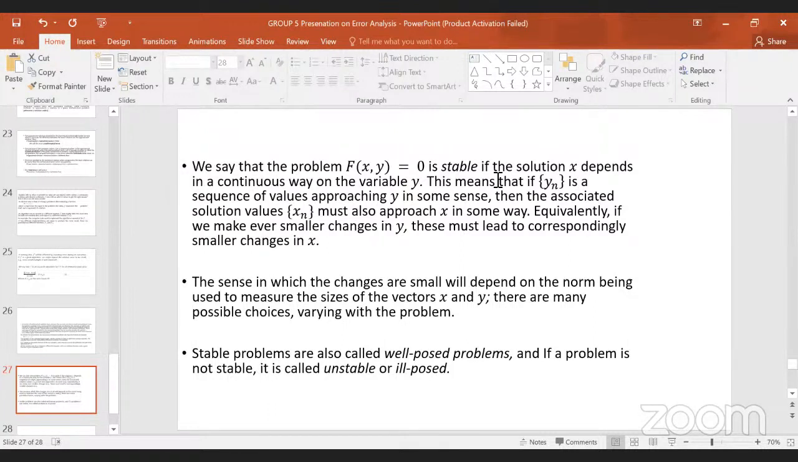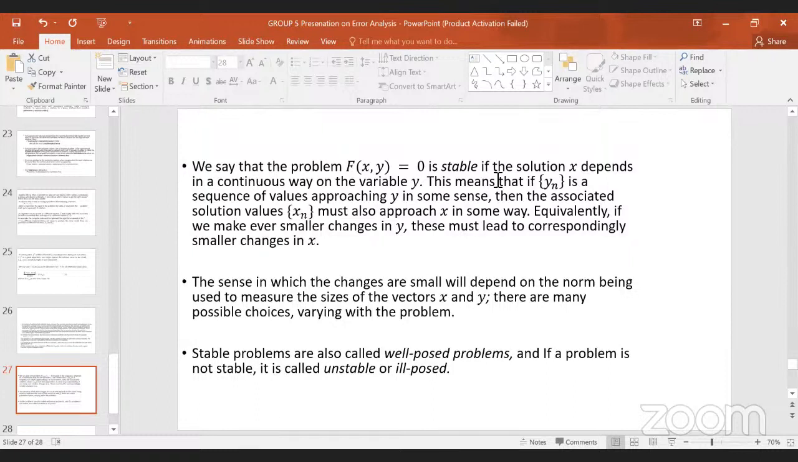Meanwhile, if it's the inverse, that is, if a small change in y has a greater change on x, then it means our equation is not stable. Or if the change is small on y, and the effect on x is great, then we say it is not stable. Now, the sense in which the changes are small will depend on the norm being used to measure the size of the vectors x and y.